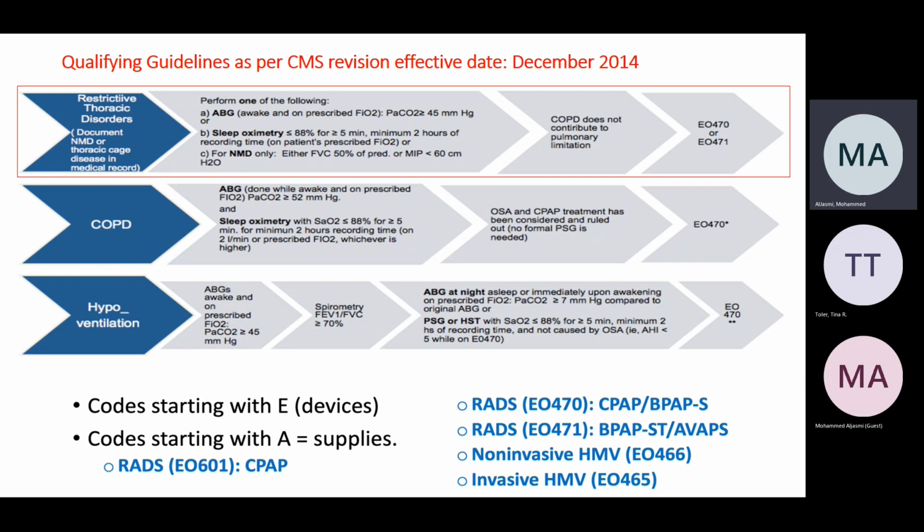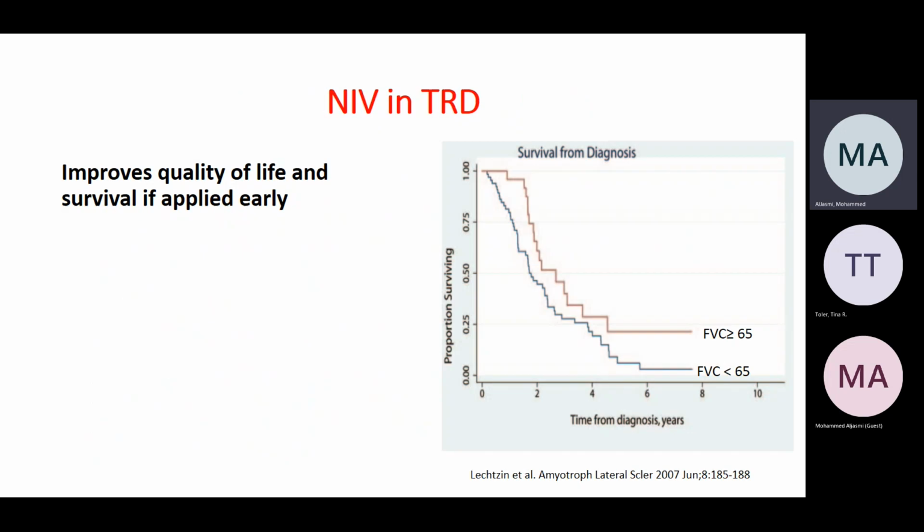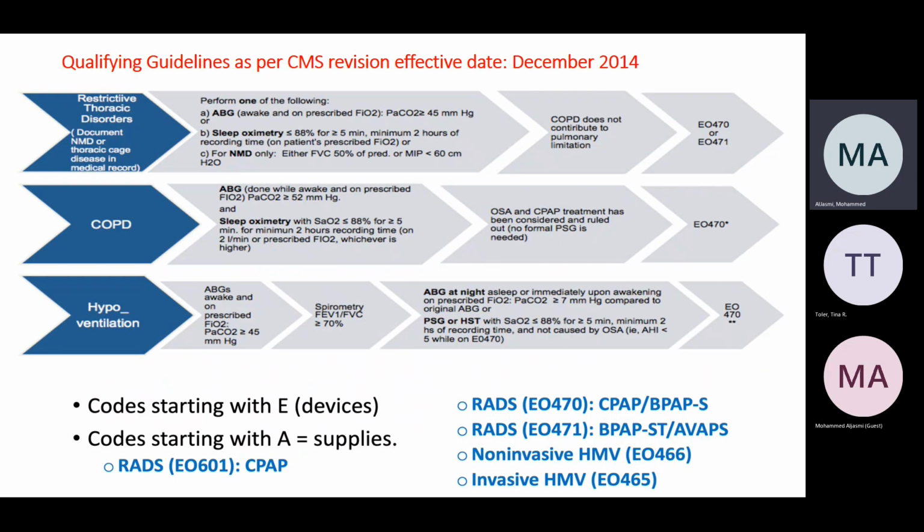Yes, and here, this is the CMS. What I told you is what we have evidence for, okay? So with this slide, don't get confused. This is the sum up of all the indications for home NIV, nocturnal NIV, in thoracic restrictive disease. If you meet any one of them, based on evidence, you should be on nocturnal home NIV.